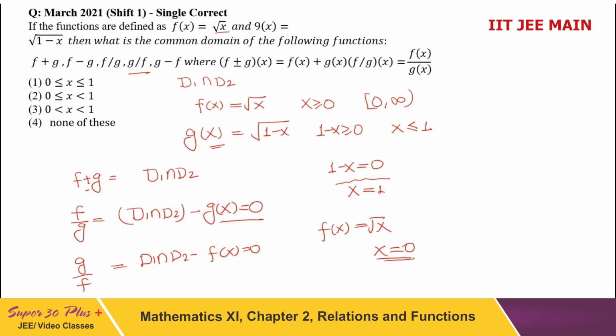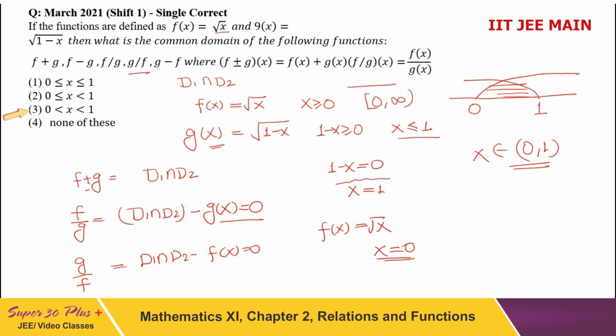In the given information, we can say that the common domain lies between 0 to 1, because for this set your answer is from 0 to infinity, and for x less than or equal to 1 your answer is this. The common answer is this, meaning x belongs to (0, 1] is our final answer. Option 3rd is the correct answer.